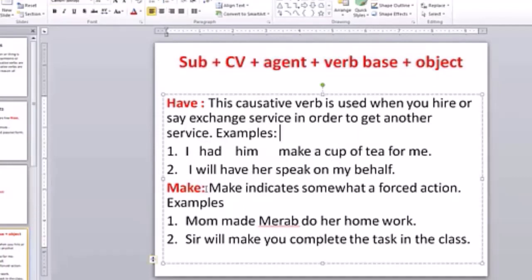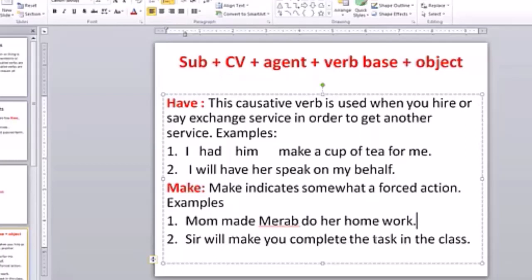Okay. Now make indicates forced action. Mom made Meetup do her homework. Now Meetup was not willing to do her homework, but mom told her that she had to do it in any case. So from that sentence, we get the impression that Meetup was unwilling to do the homework, but mom forced her to do it.